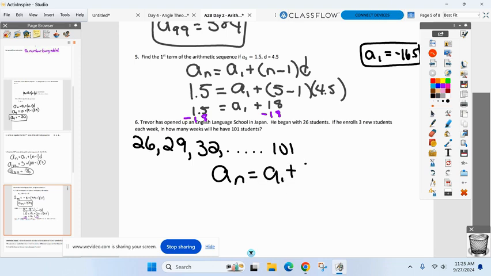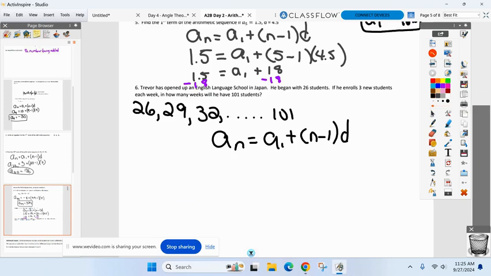Okay, whoa. Hold on, boss. What can you confidently plug into the formula? 26 is the first term. Oh, and you can confidently plug in what for your D value? 3 is the D value, yep.